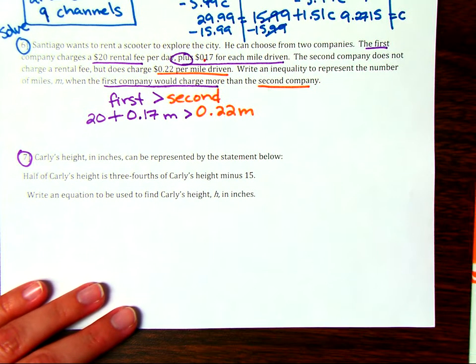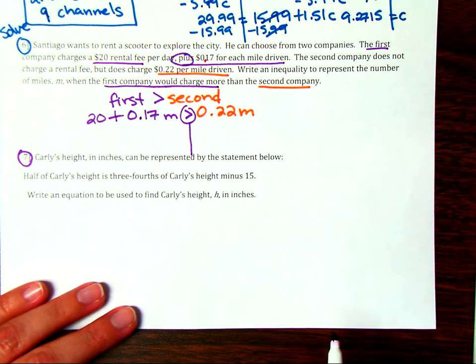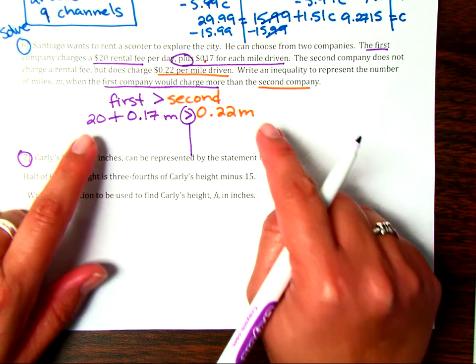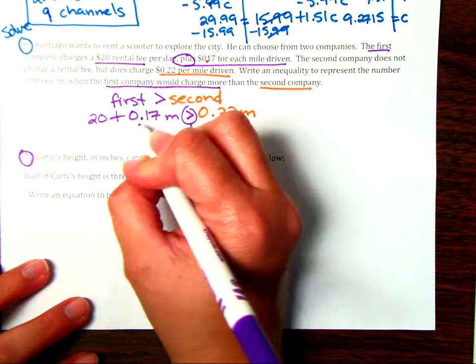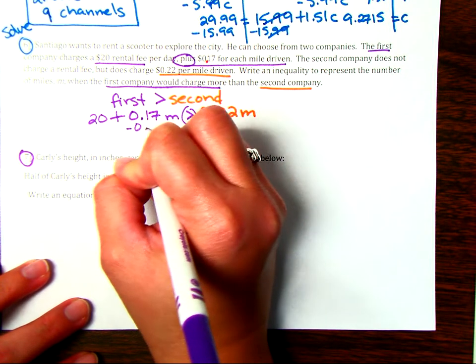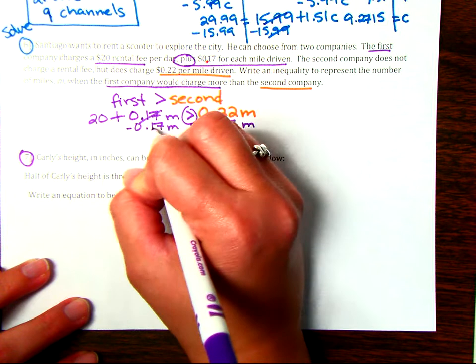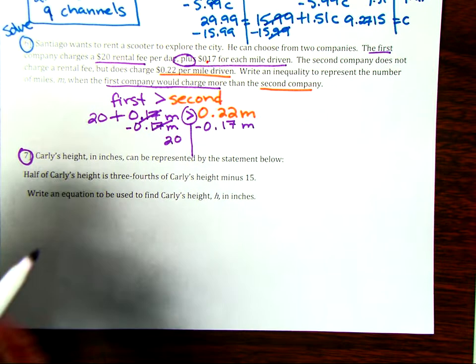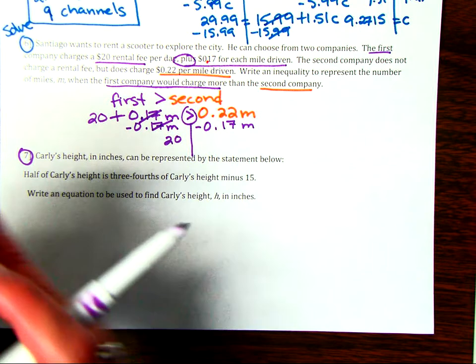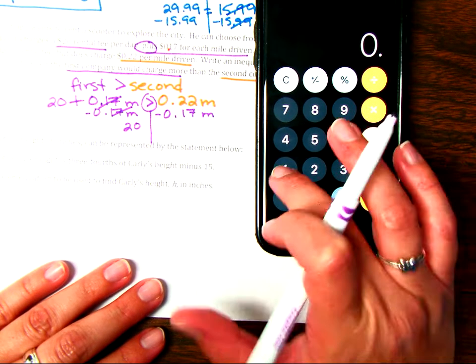I circle my inequality sign. Decide if that's going to stay or we're going to reverse it if it's a negative coefficient. So there's no distributive property, no combining like terms. So we are going to move a variable. So we get rid of a 0.17M with a negative 0.17M. That cancels out and gets you 20 over here. And then 22 minus 17. So 0.22 minus 0.17 is 5 cents.